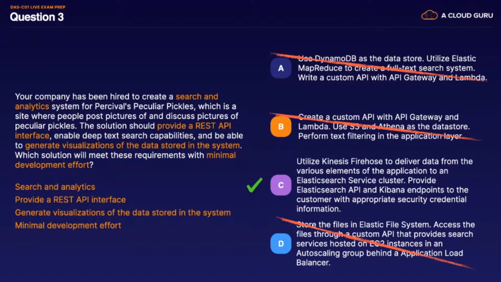Then C is obviously our correct answer. But again, if I see this question and I see minimal development effort, I don't need to know a ton to get to answer C, because anything that says create a custom API, we're going to throw that out right away. So while knowing all the details will make you more sure of your answer here, if you didn't know a ton about the services in C, you could still go, well, it's not talking about creating an API or developing any kind of custom data processing systems, so that's probably the correct answer.